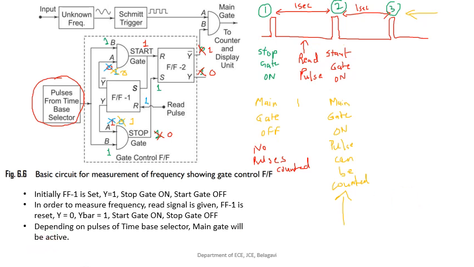So in all of this, you can count the pulses only during this duration, between 2 and 3. Between 2 and 3 you can count the pulses which are coming from the Schmitt trigger. Okay, try to understand.